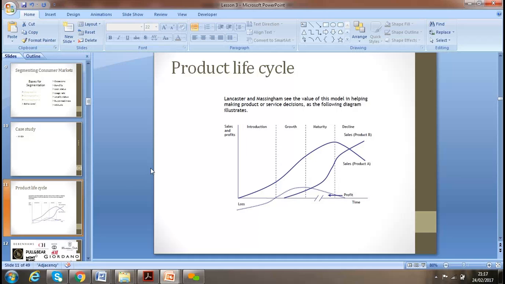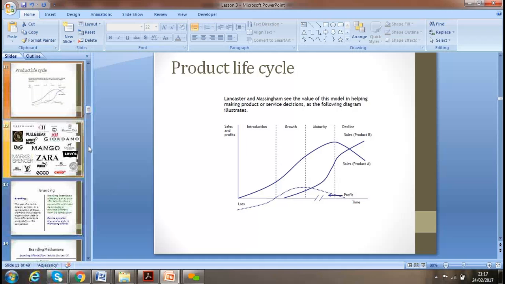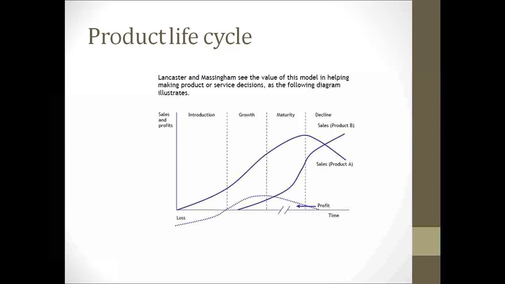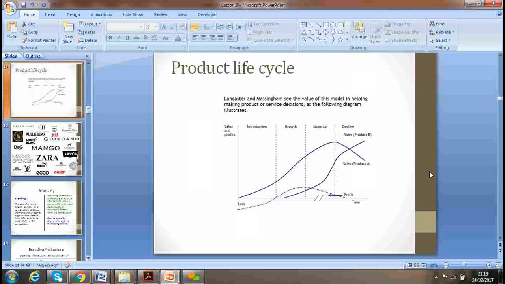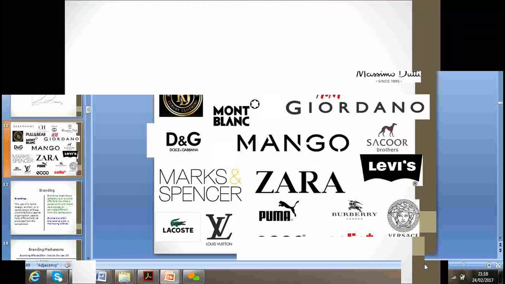Okay, next we're looking at brand. What is a brand? Any definition of branding? When you are trying to assign your name or a stamp or something to your product. Names, logos, image. I'll show you a couple of examples.